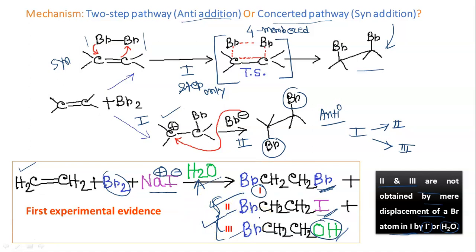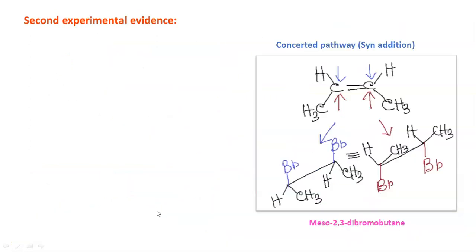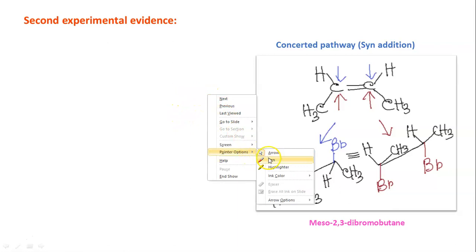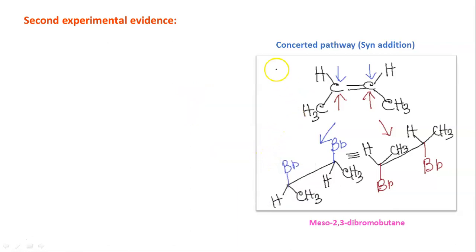Only then this type of extra products that we have obtained here is possible. Okay, so this is the first experimental evidence, but we will also see some more evidence. Second experimental evidence: what we have done is we have taken cis-2-butene.